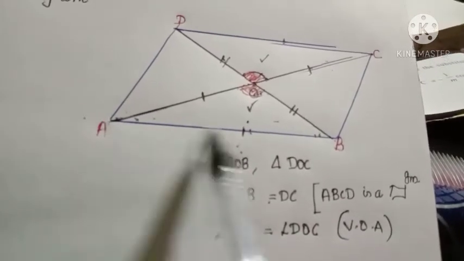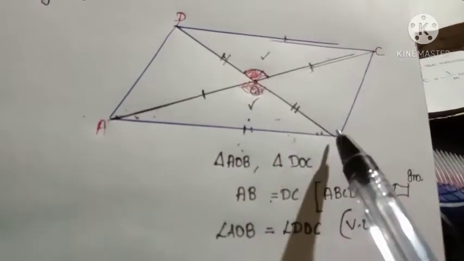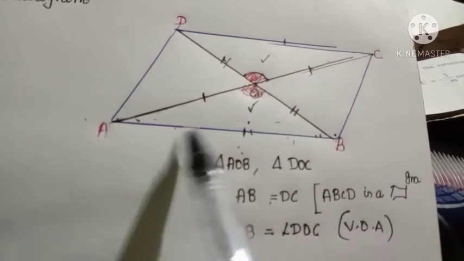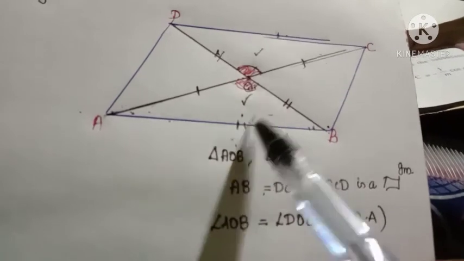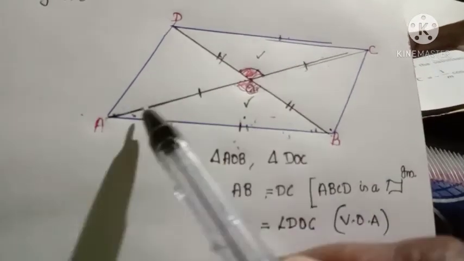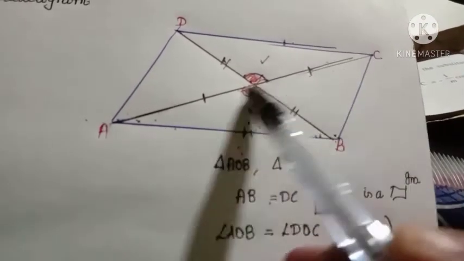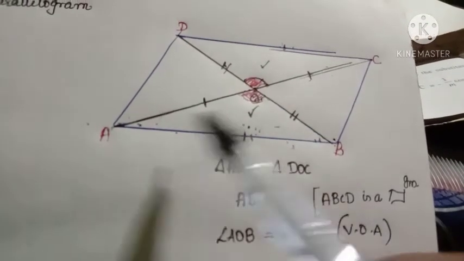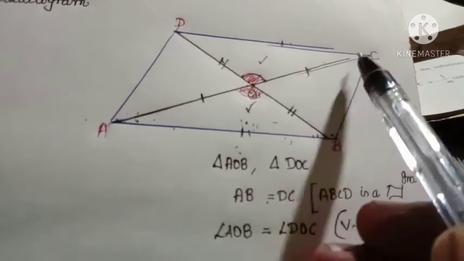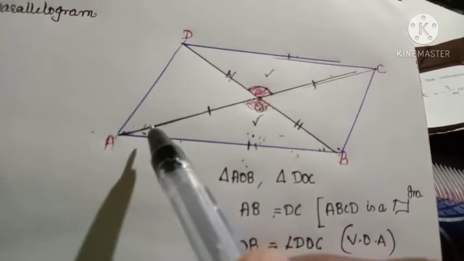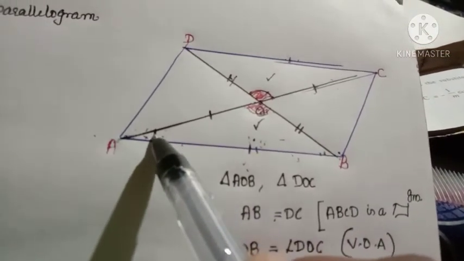Now, again, ABCD is a parallelogram, that is given. Parallelogram means these two sides are parallel. Okay, these two sides are parallel. Now, what is this AC? Two parallel lines cut by a transversal. So, what is this angle?